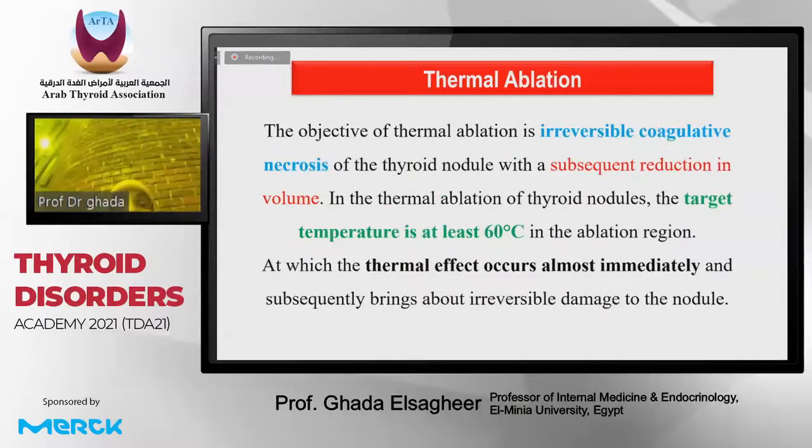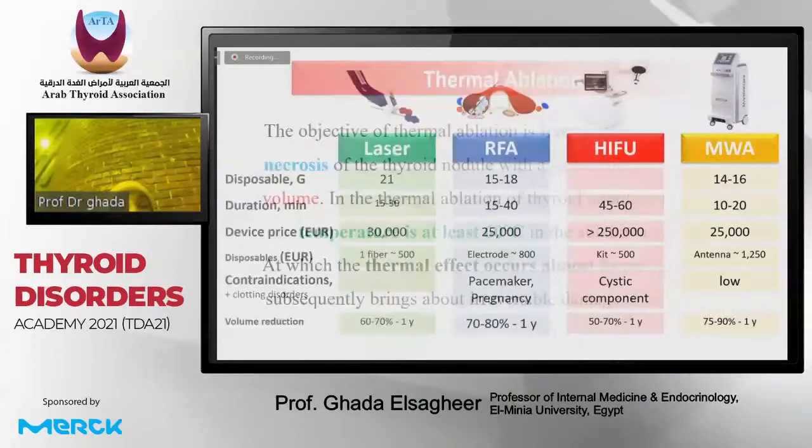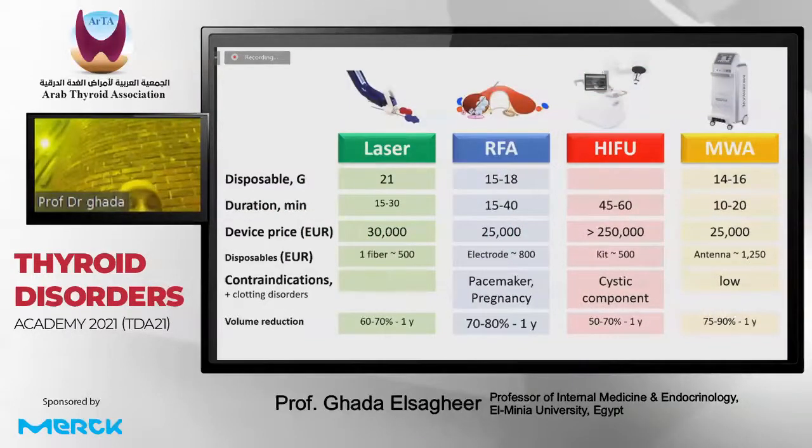The objective of thermal ablation is irreversible coagulative necrosis of the thyroid nodule with subsequent reduction in volume. In thermal ablation of thyroid nodules, the target temperature is at least 60 degrees centigrade in the ablation region, at which a thermal effect occurs almost immediately and subsequently brings about irreversible damage to the nodule. This is laser, radiofrequency, and high-frequency ultrasound, with different durations, and also differences in cost and contraindications.